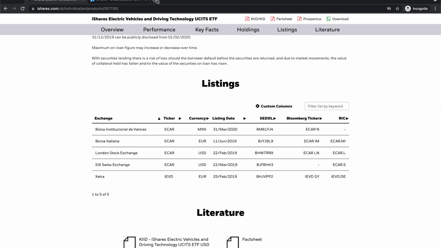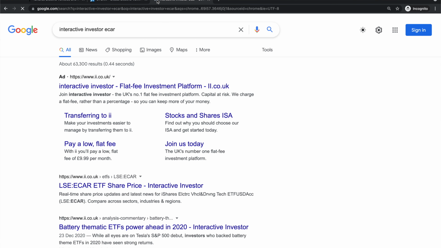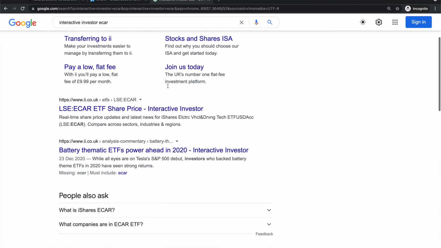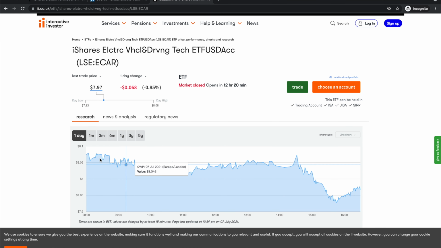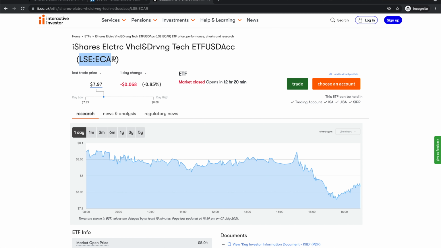So in this case, you need to have an account with an online broker or with an online trading platform. Here in the UK, I could go to Interactive Investor and find the ticker symbol for the ETF that I'm interested in. In this case, ECAR, and as you can see here, it is available on this online broker. You can see here the symbol LSE colon ECAR. That means that it is being traded on the London Stock Exchange. And here basically I can simply create an account and buy shares of this ETF.